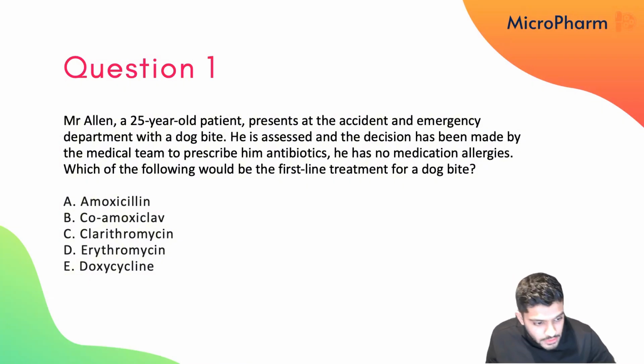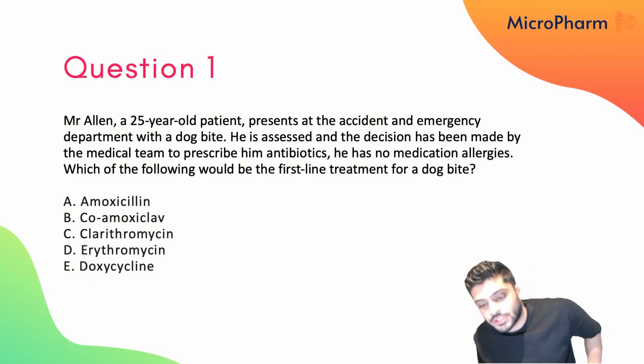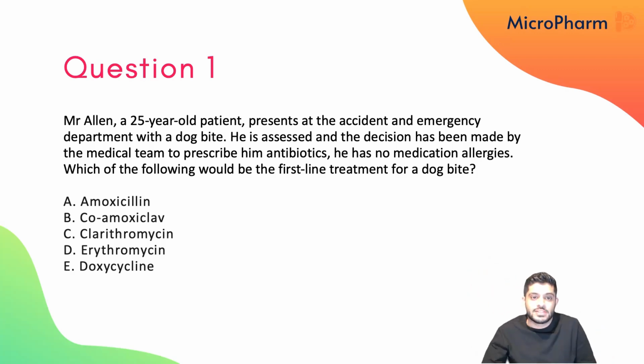Okay. So my first question is, if this was a case of cellulitis and not a dog bite, what would the treatment option be? It doesn't have to be from these options. Just let me know in the chat. Flucloxacillin. But because it is a dog bite, what is it going to be? Co-amoxiclav. Why is it going to be co-amoxiclav with a dog bite and not cellulitis?